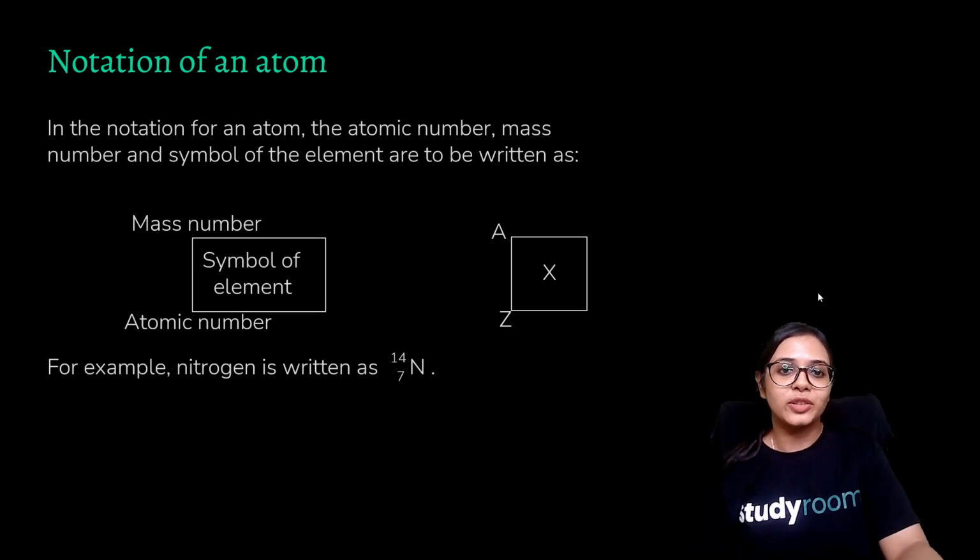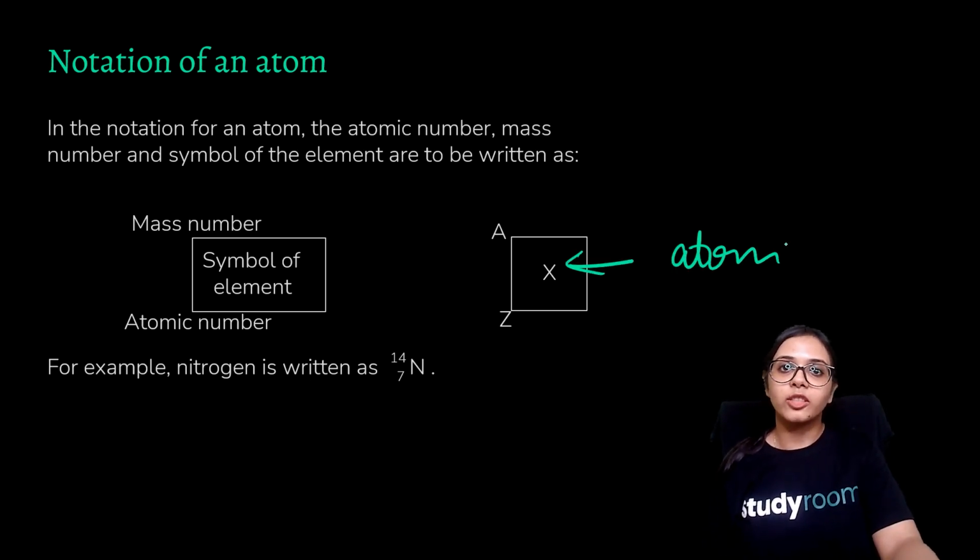So in the notation of an atom, the atomic number, mass number, and symbol of the element are to be written. For example, if X over here is an atom, on the left hand side of this atom, towards the bottom, we write Z, that is our atomic number, and towards the upper left hand side, we write the mass number that we designate by A.